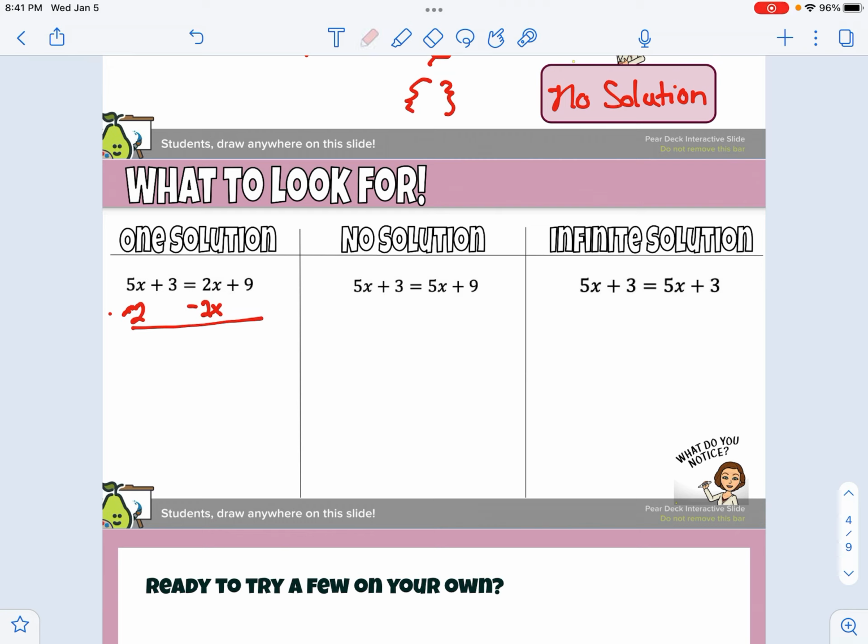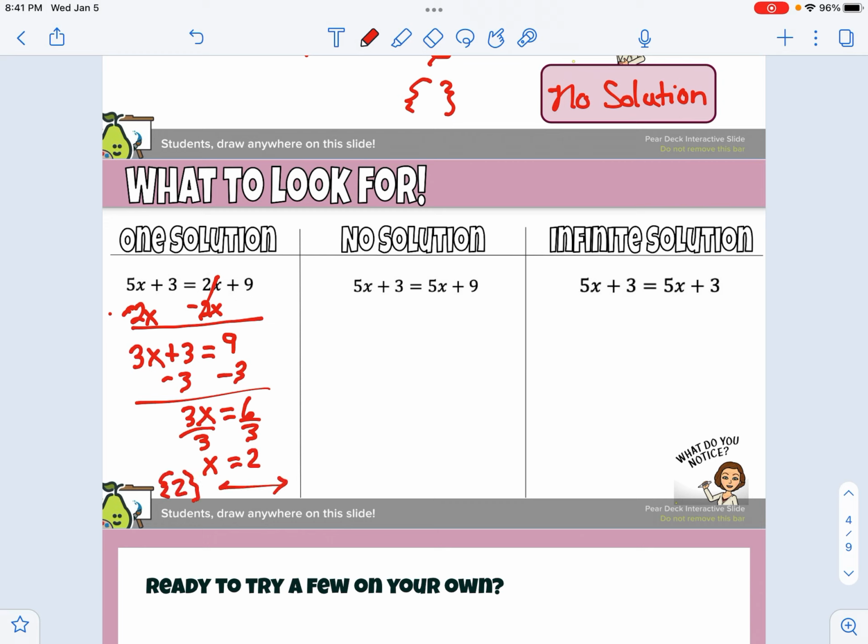Having a little problem with my pen here. There we go. And I get 3x plus 3 equals 9. Subtract the 3. I'm getting 3x equals 6, and one solution is given. That's why I made you graph on a line, because then you know there is one answer out of the entire number set that actually satisfies that equation to be equal to each other.